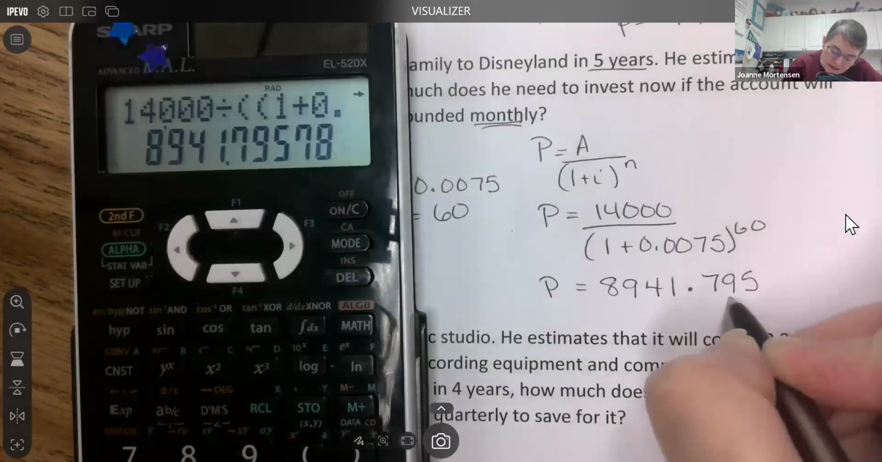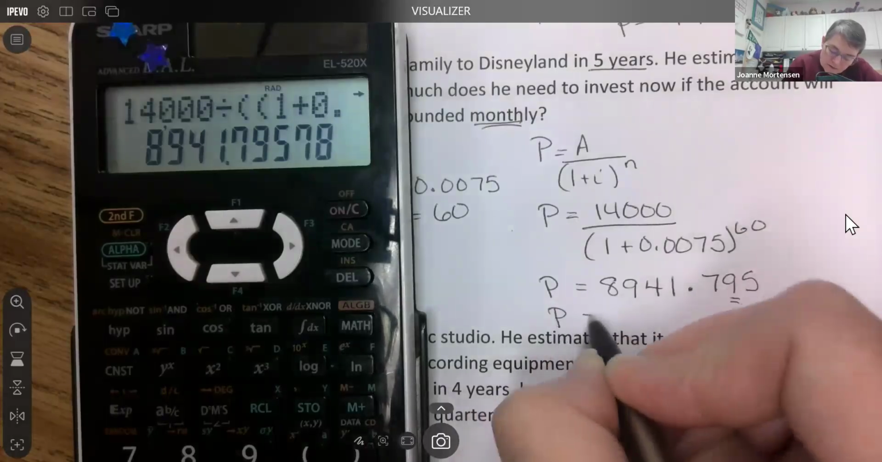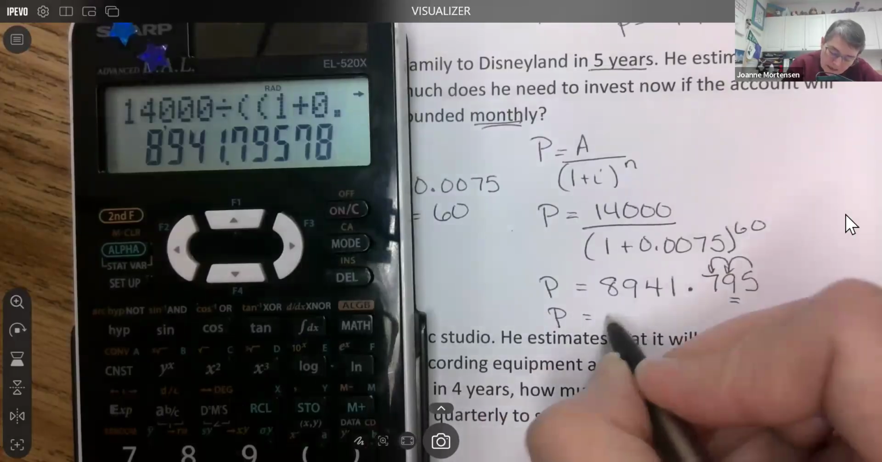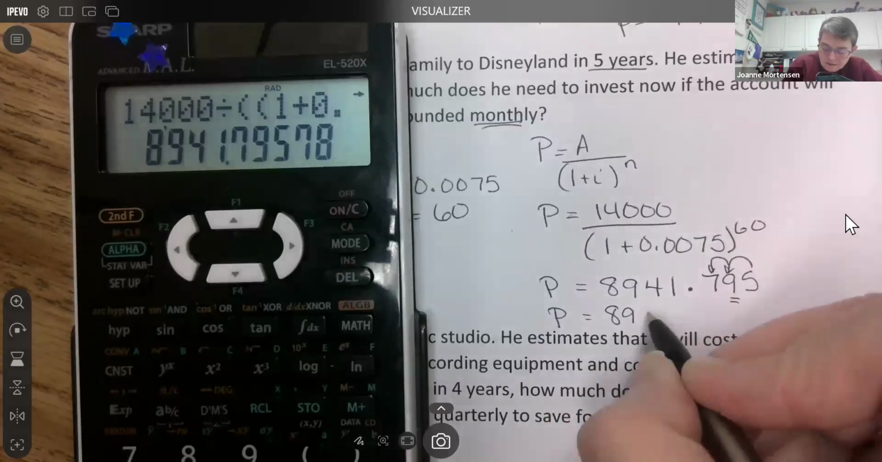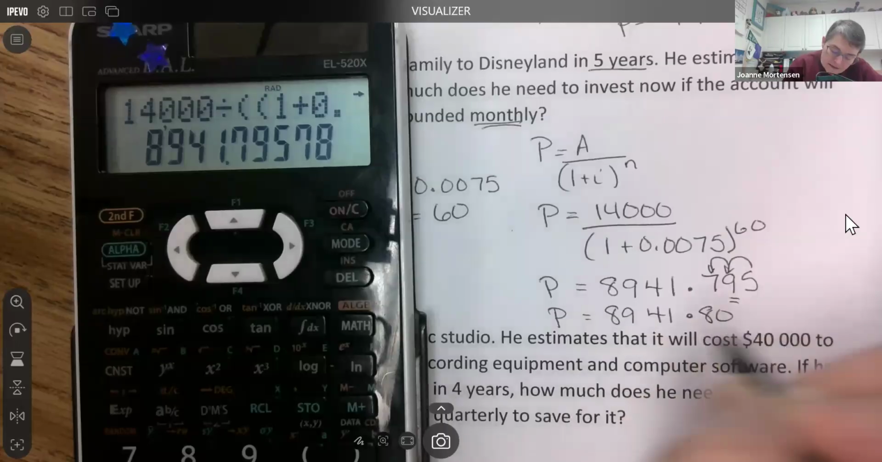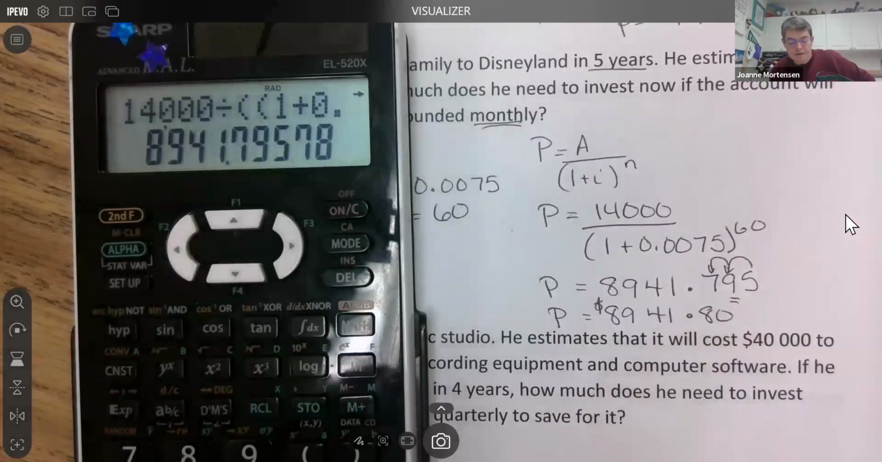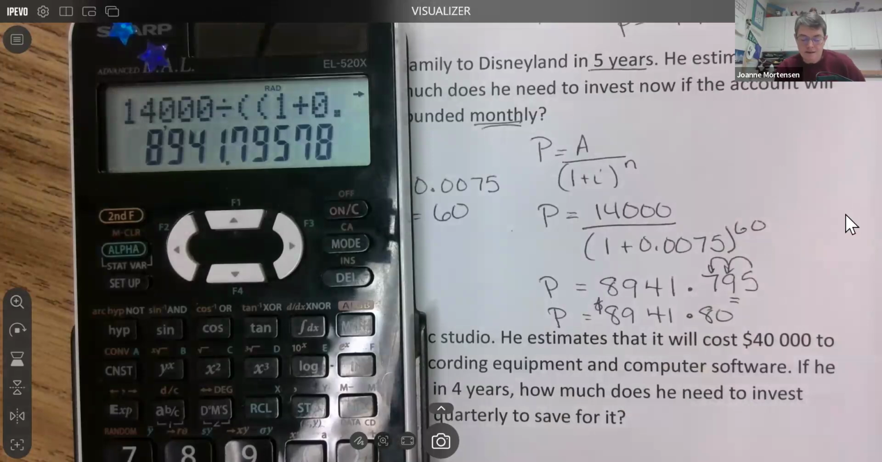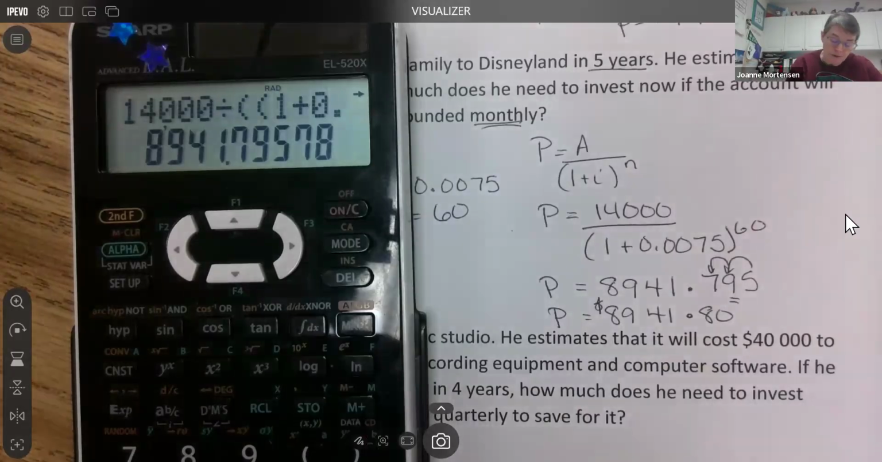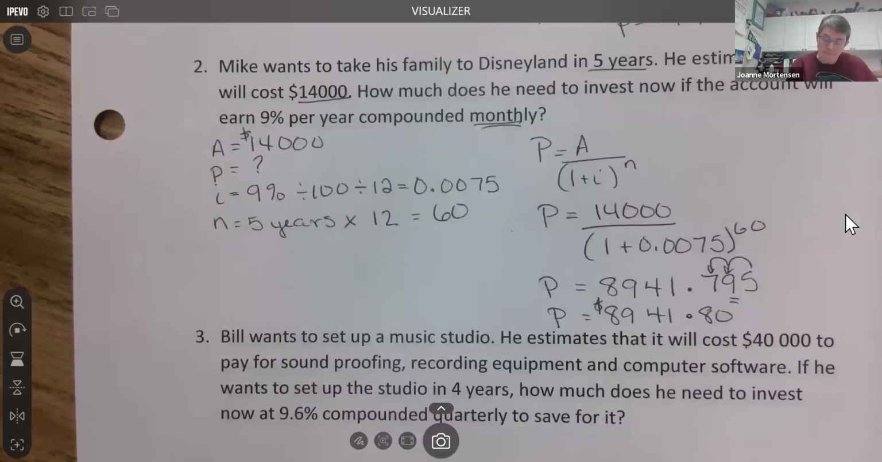8941.795. I'm going to round. So P is equal to, this is going to make this one go up, $8,941.80, which is because it's compounded monthly. I mean, it's better than trying to just save up that money or just suddenly have $14,000 to go on holidays. So there's your P. Cool. Okay, one more.